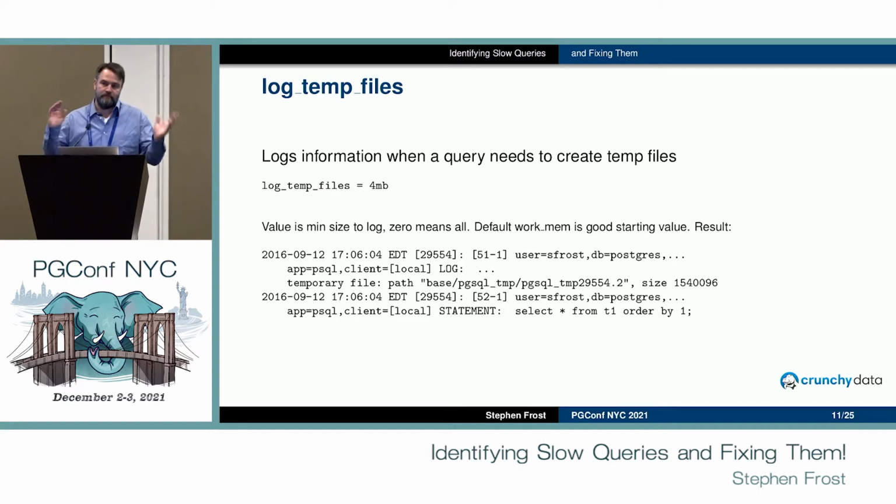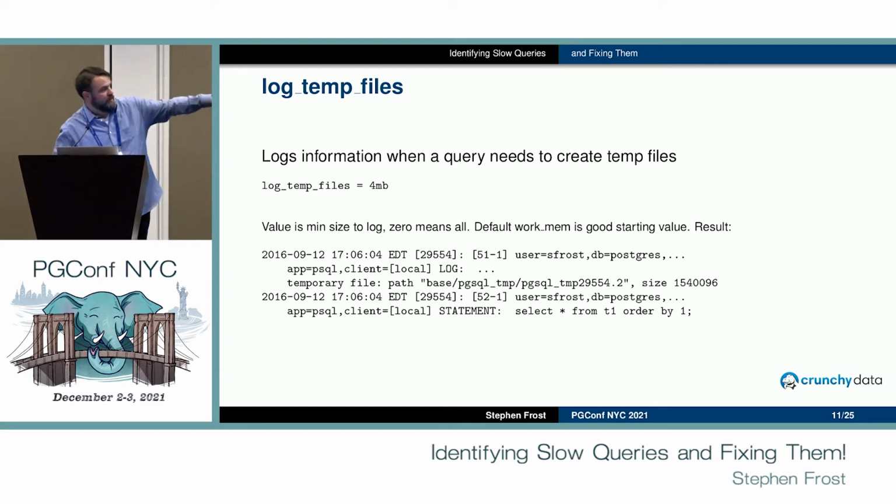That'll be helpful to figure out, okay, this is a query I need to go look at, and maybe I can do something like increase work_mem, or perhaps rewrite the query in another way. The value is just whatever the minimum size is to log, so smaller temp files won't get logged. 0 means that it'll log all temp files. I like setting it to 0, but that tends to generate a little more logging than most people like. So setting it to something like 4 megabytes is pretty reasonable, which is the default for work_mem.